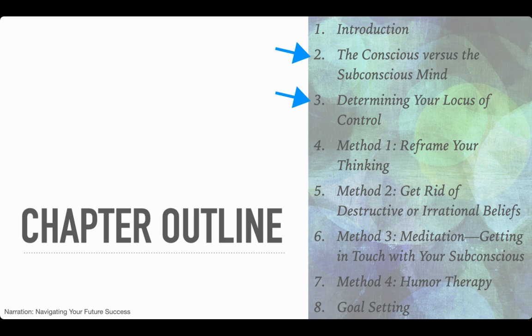In the first lecture for this chapter, following the introduction, we looked at the basic differences between the conscious and the subconscious mind. We also talked about the defining characteristics of locus of control. And today we'll be discussing the first two of four methods to create a positive and self-motivating attitude.